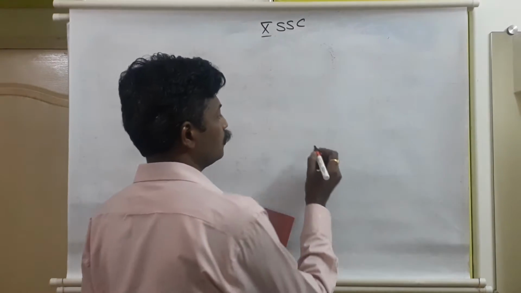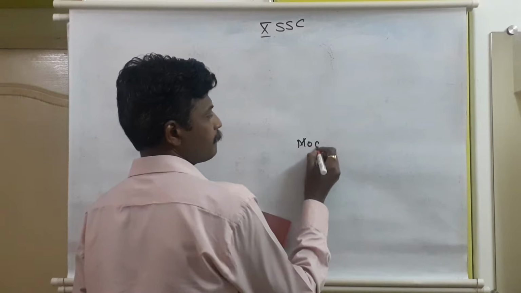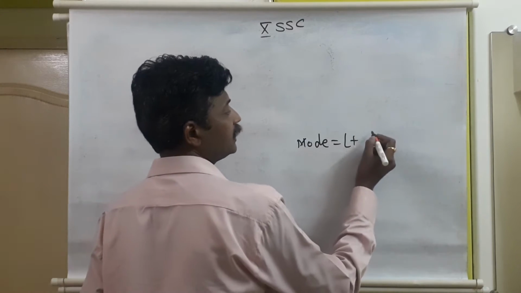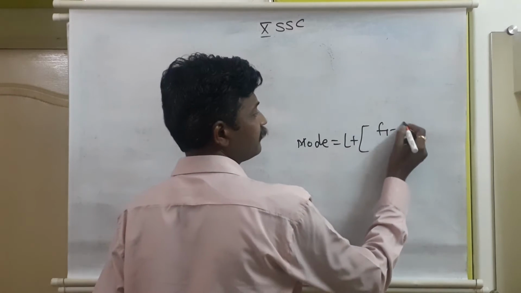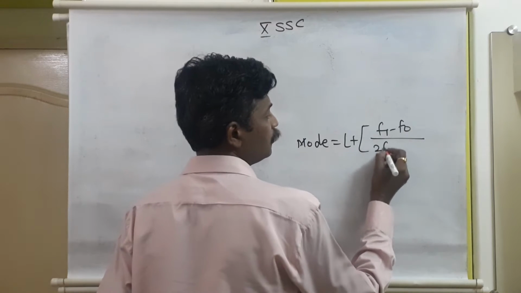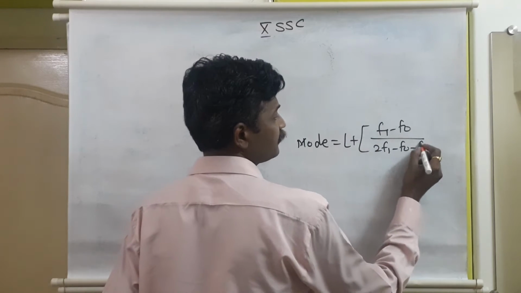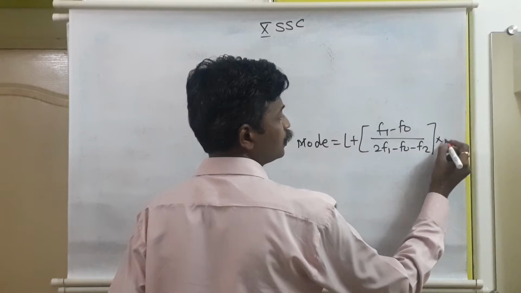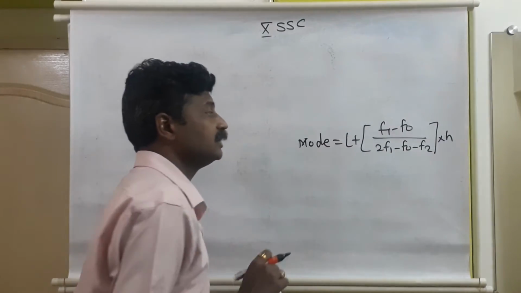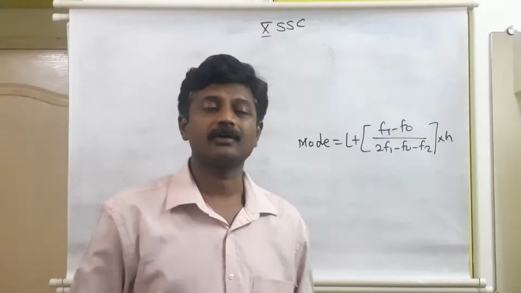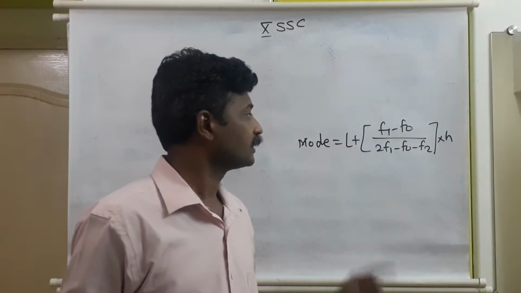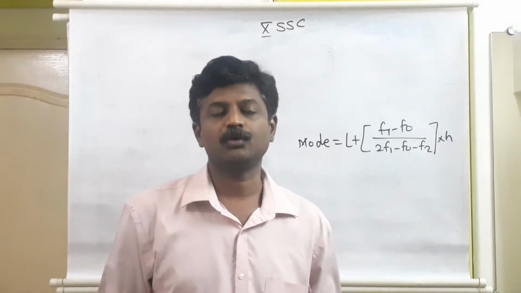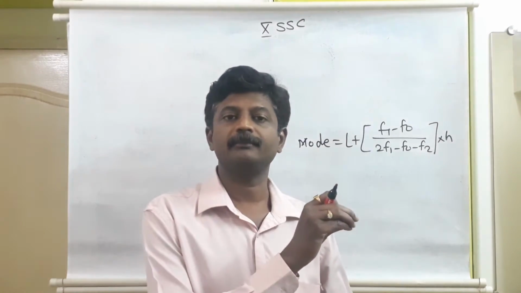The formula for mode is equal to capital L plus, into bracket, F1 minus F0 upon twice F1 minus F0 minus F2, into H. Now here, what are F1, F0 and F2? L is the lower limit of the modal class. How do we find the modal class?